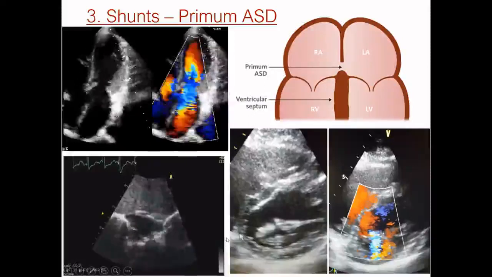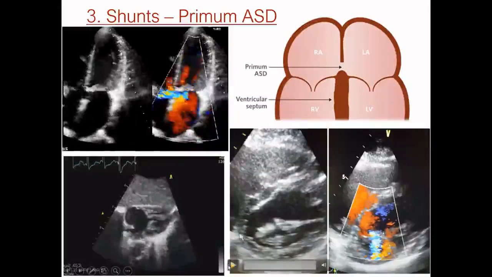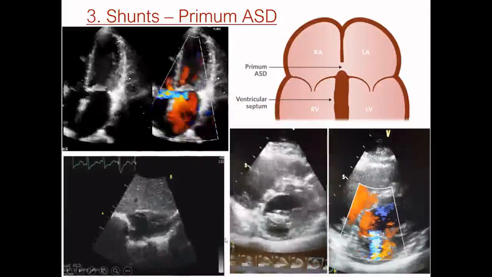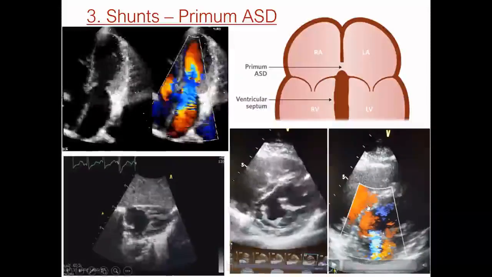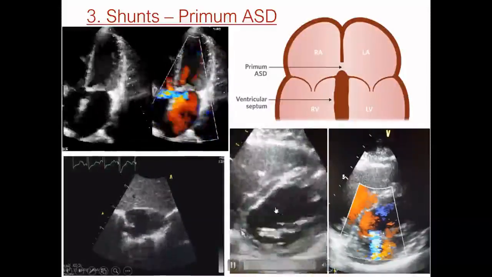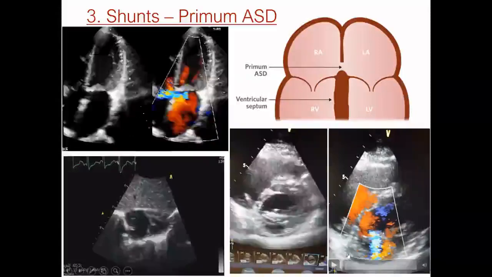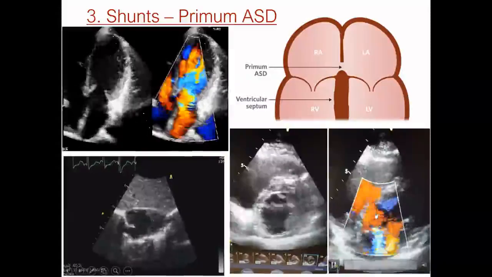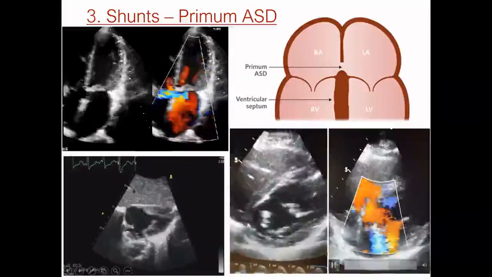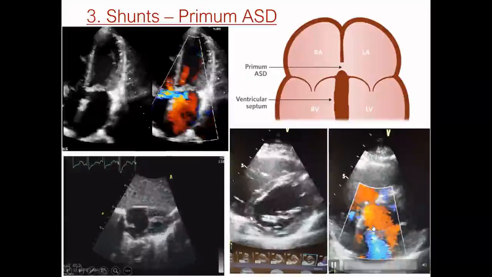And this is just a video of a primum ASD with a cleft mitral valve leaflet that I did a few years ago. You can see a nice cleft there. When we put the color on, you can see a clear significant mitral regurgitation from that area.